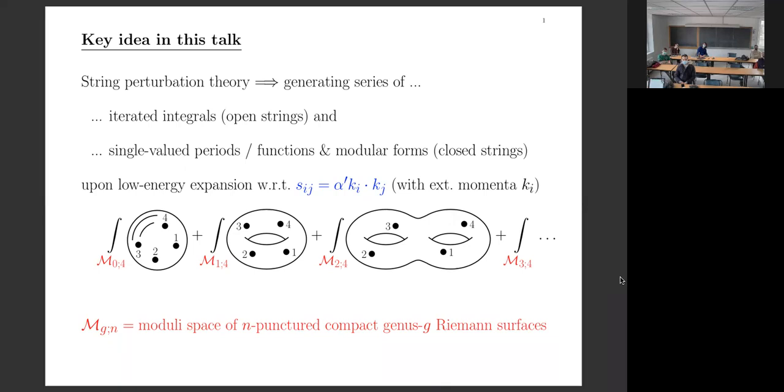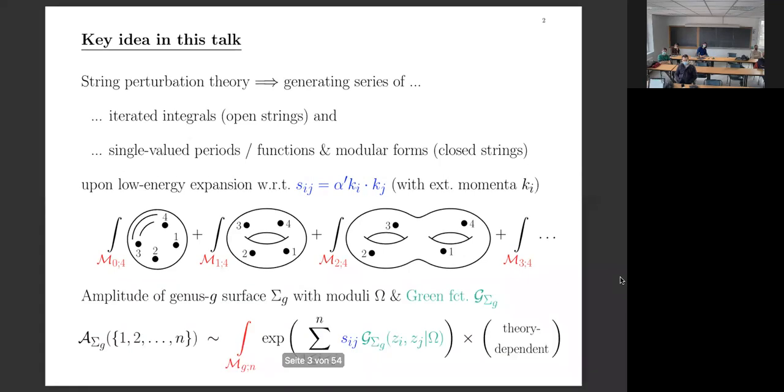Good, and how do we get these function spaces from string amplitudes? Well, we need to expand in the inverse string tension alpha prime, or more precisely, we will be doing a simultaneous Taylor or Laurent expansion in the dimensionless Mandelstam variables s_ij, written in blue here. And the coefficients in these alpha prime or s_ij expansions will be the functions in question, iterated integrals and single-valued periods and functions.